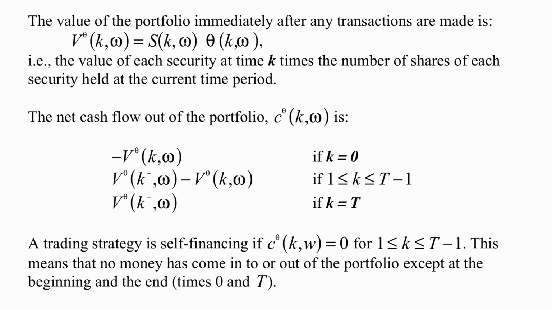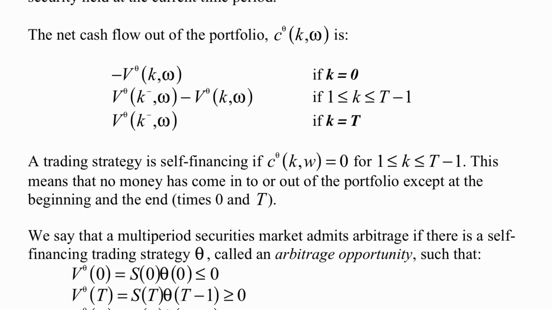The value of the portfolio immediately after any transactions are made is V_theta(k, omega), so without the minus now, equal to S_k(omega) times theta(k, omega). So the value of each security at time k times the number of shares of each security held at the current time period.